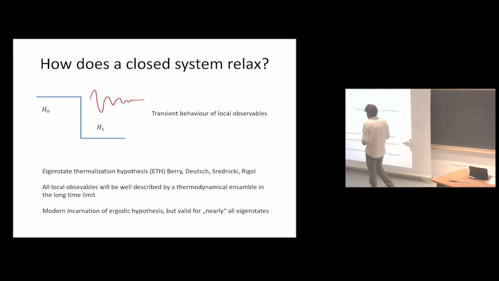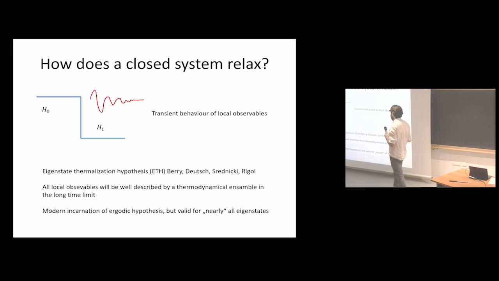Okay, so first thing, quenches. You have your Hamiltonian, you take some parameter and jump it to a new value, you get a new Hamiltonian. The typical thing you expect is there is going to be some sort of transient behavior of observables, and then eventually they stabilize to some new effective equilibrium.